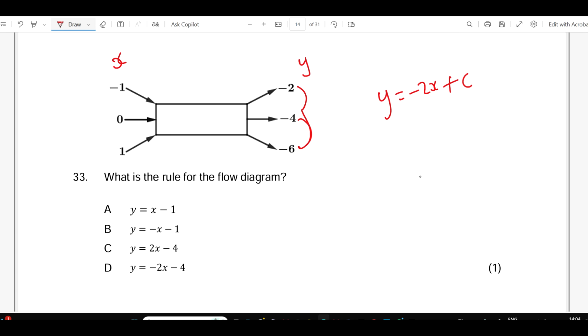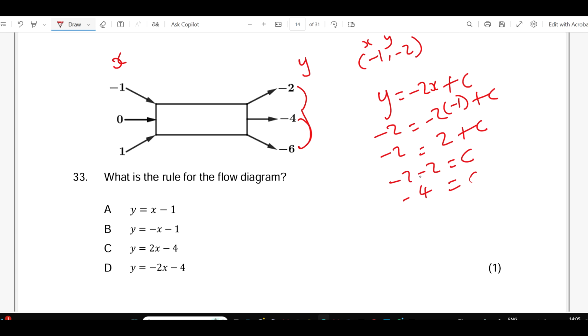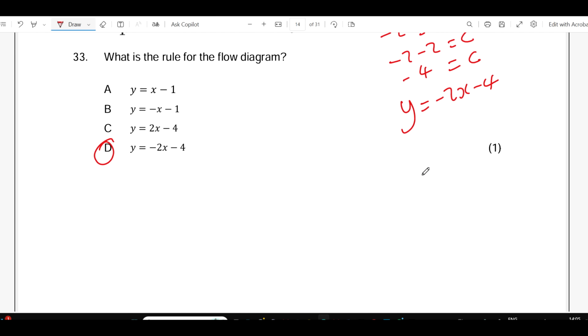So let's use this one and this one. X is going to be -1 and y is -2. This is x and this is y. Therefore, for y, I will put -2. For x, I'll put -1, plus c. -2 is going to be 2 here plus c. I'll take this to the other side. C, -4 is going to be c. So the answer is going to be y equals to -2x minus 4. The answer is D.